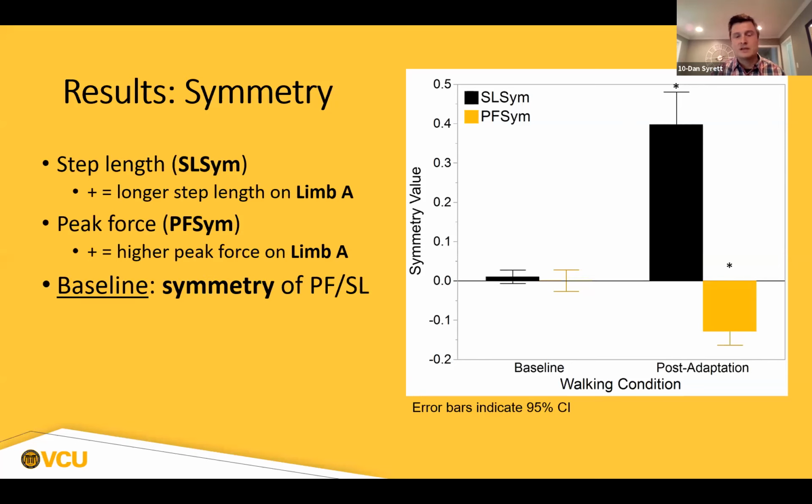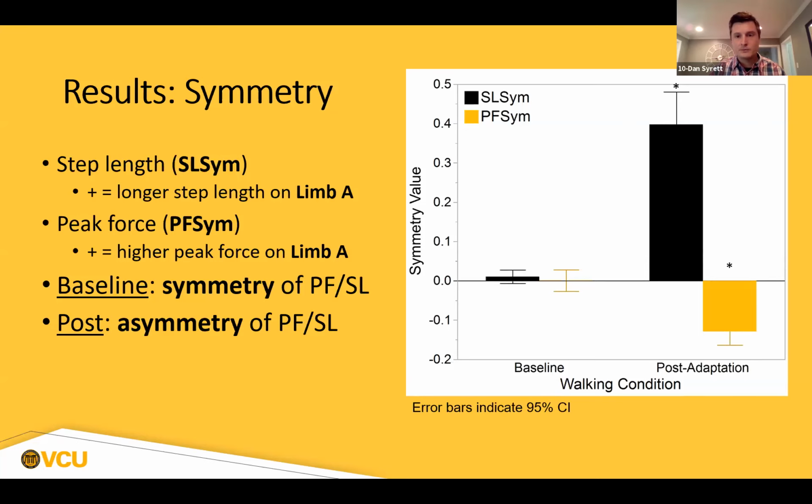What you see during the baseline condition is both values for peak force symmetry and step length symmetry were right around 0, indicating symmetry of both values. During the post-adaptation condition, you see an asymmetry of both values, with the higher peak force on limb B and a higher step length on limb A. Sorry if that didn't get changed quite a second, so I'll let you linger on that slide for just a second.